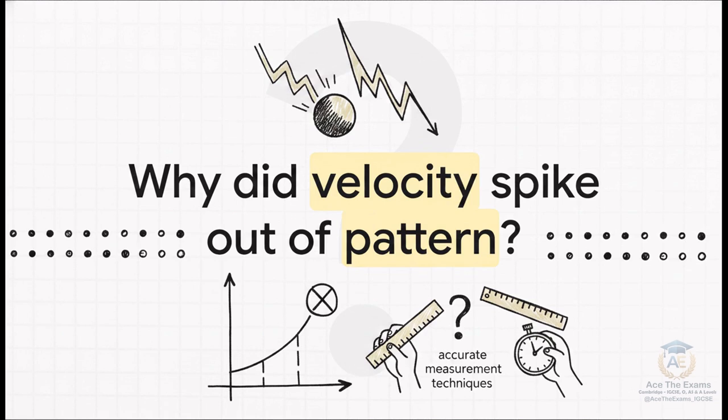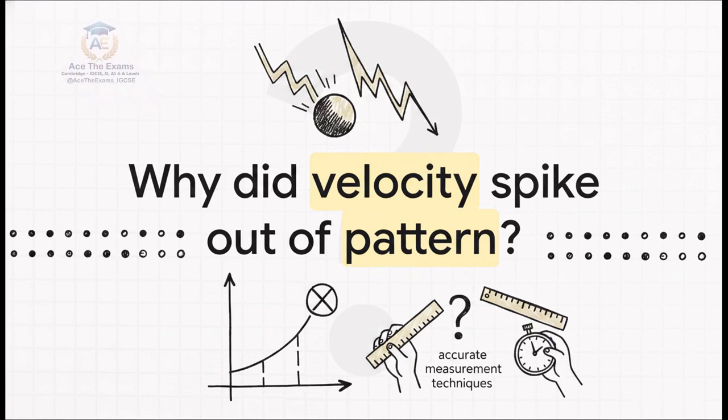Concept: objects in freefall accelerate smoothly until terminal velocity. Evidence: well, the table shows a sudden massive jump to 8.5 meters per second at 0.3 seconds. Reasoning: this breaks the expected acceleration pattern, which indicates a likely error in reading the ticker tape dots or maybe a miscalculation of the interval distance.